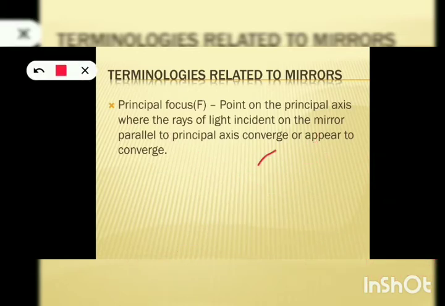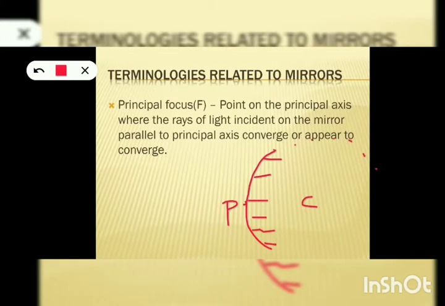Now consider the case of a convex mirror. This is our convex mirror. Here the outer surface is reflecting, whereas the inner surface is non-reflecting. Here this is the pole and this is the center of curvature of the convex mirror, because for a convex mirror, when we complete the sphere, we will get it like this. So this forms the center of curvature for a convex mirror. Now this is the principal axis joining pole and center of curvature of the convex mirror.